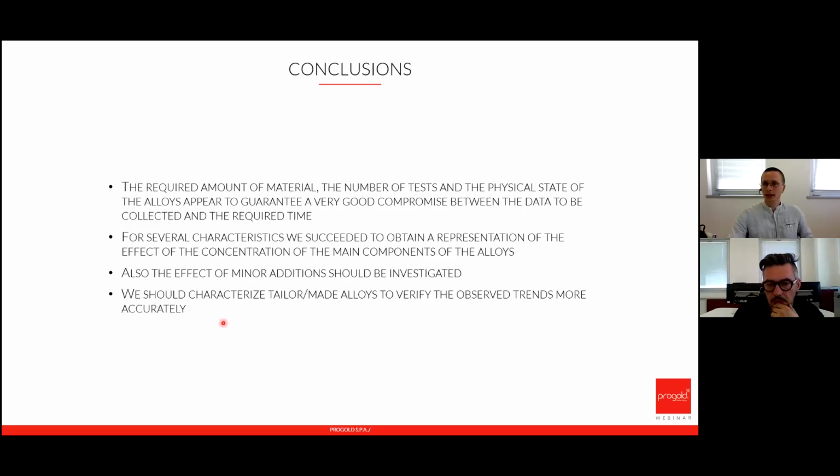Also, I want to say that for each request you have, if you have doubt about which alloy to select before starting the production of new items or new products, just call ProGold, and all the technicians of ProGold will help you in selecting the correct alloy with the correct composition, and for sure suitable for your need and your production process.